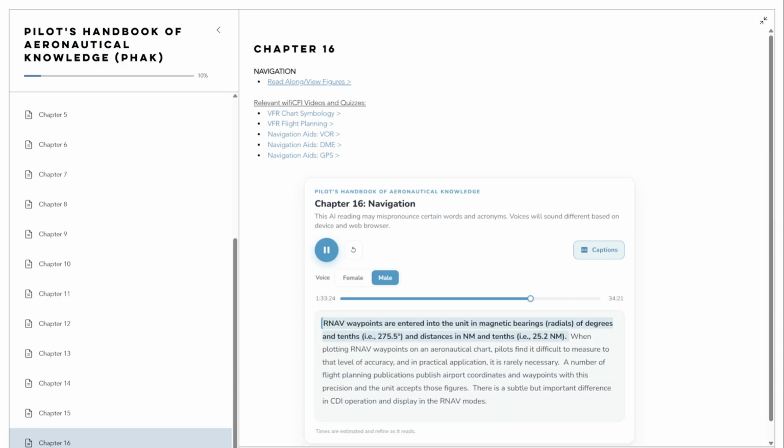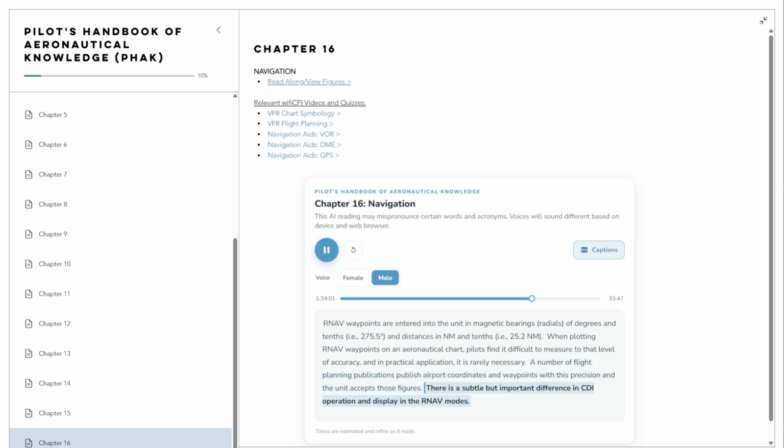RNAV waypoints are entered into the unit in magnetic bearings, radials, of degrees and tenths, i.e., 275.5 degrees, and distances in nautical miles and tenths, i.e., 25.2 nautical miles. When plotting RNAV waypoints on an aeronautical chart, pilots find it difficult to measure to that level of accuracy, and in practical application, it is rarely necessary. A number of flight planning publications publish airport coordinates and waypoints with this precision, and the unit accepts those figures.